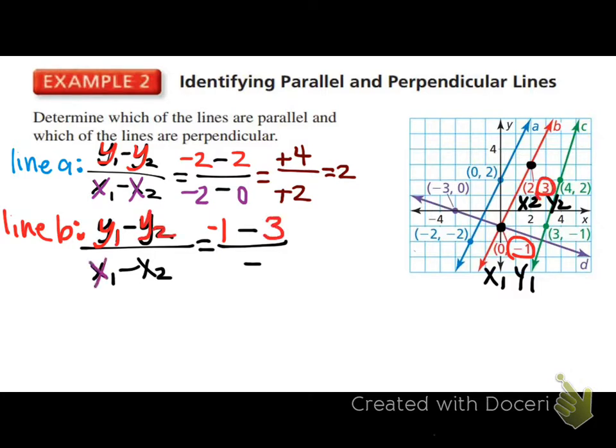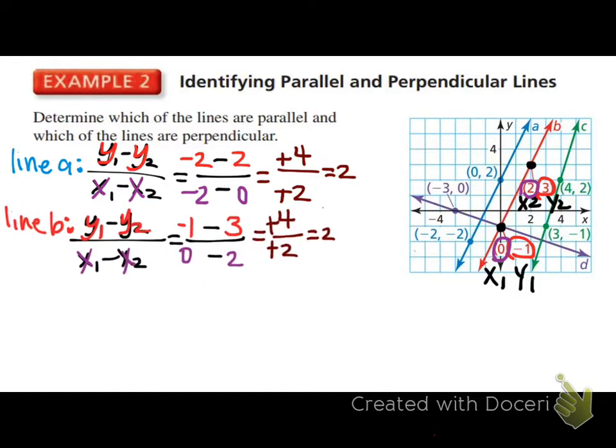I'm going to plug in my first x, which is 0. Then my second x, 2. Minus 1 minus 3 is negative 4. And then 0 minus 2 is negative 2. And again, negative 4 divided by negative 2 is positive 2. Good. So we already have one of our answers off the bat, don't we? We want to decide which ones are parallel and which ones are perpendicular. We know if they have the same slope, which one are they? They're parallel.